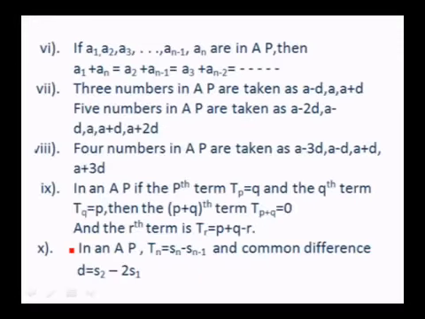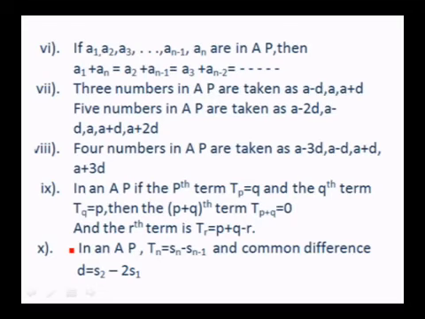If A1, A2, A3, etc. An are in AP, then A1 plus An is equal to A2 plus An minus 1 is equal to A3 plus An minus 2, etc. That means in an AP, if you add the first and the last term, it is the same as the sum of the second and the last but one term, and the third and the last but 2 term like that. Suppose you have 1, 3, 5, 7. If you add 1 and 7, you get 8. If you add 3 and 5, you get 8, like that. So that is a property of an AP.